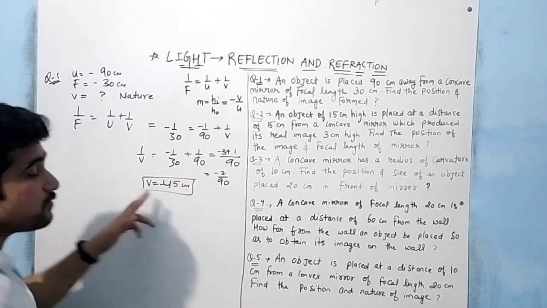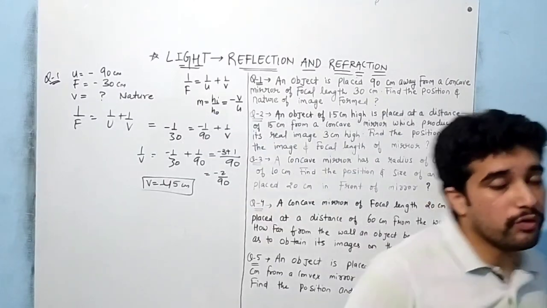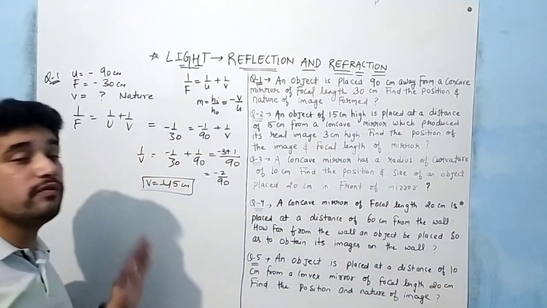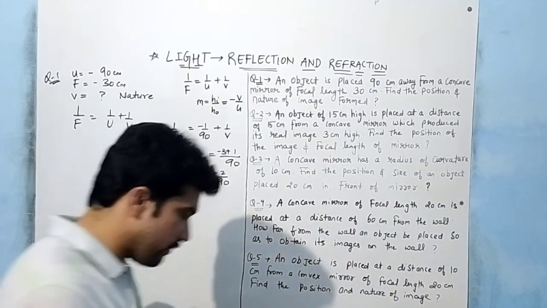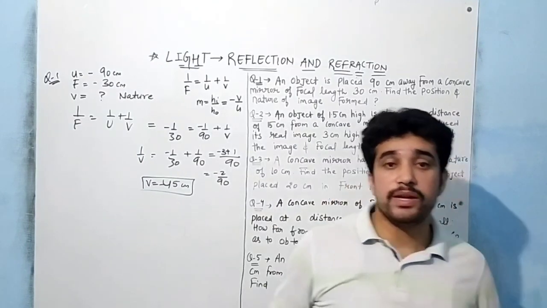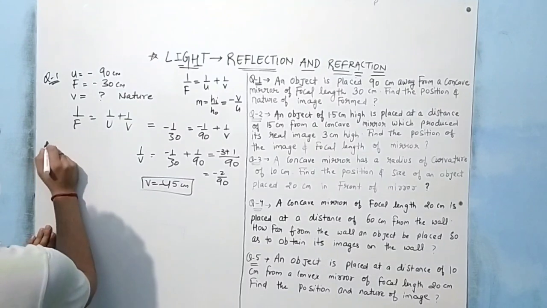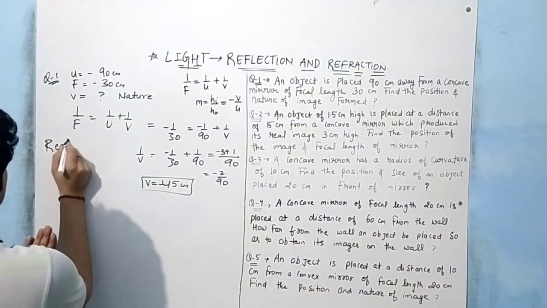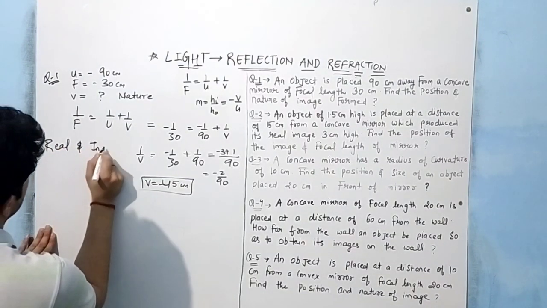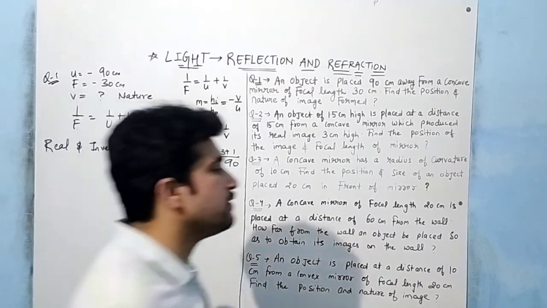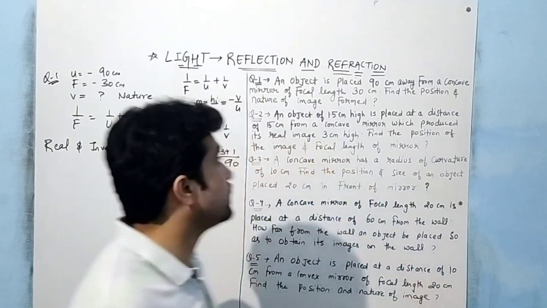That minus 45 centimeter shows you that the image is also in front of the mirror. And if the image is in front of the mirror, then this will only be possible in the case of real and inverted. So the nature of image is real and inverted. And the position is v is equals to minus 45 centimeter. I think the numerical is clear to you.